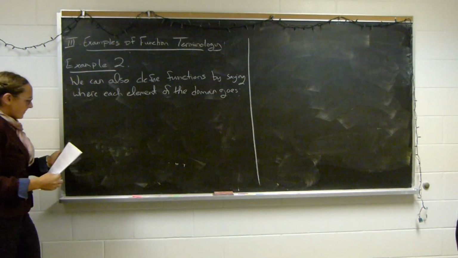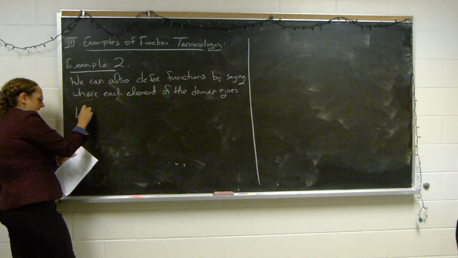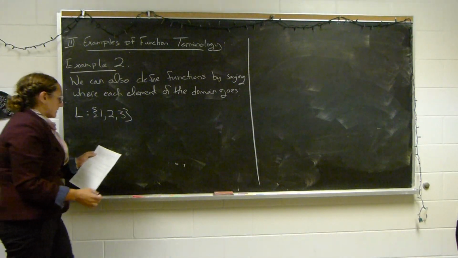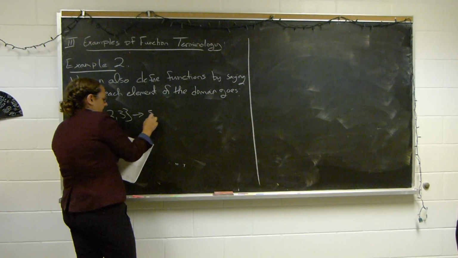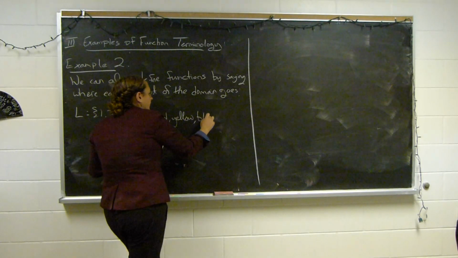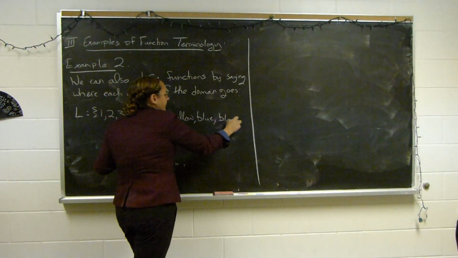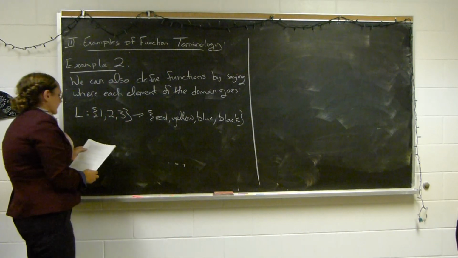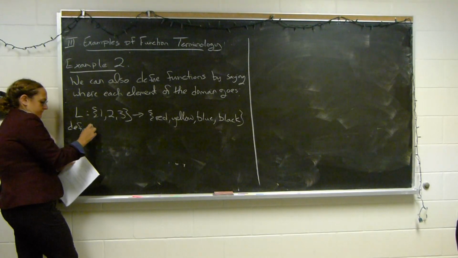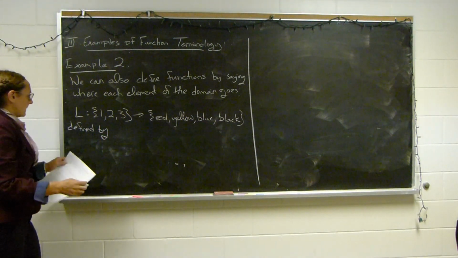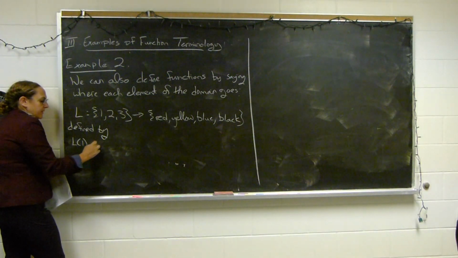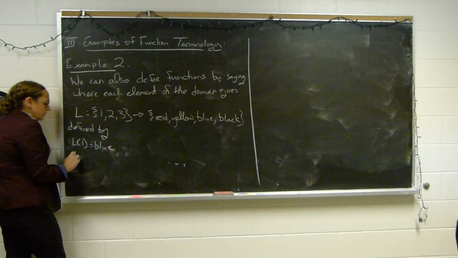So here's an example. I'm going to say L goes from the set 1, 2, 3 to the set red, yellow, blue, and black. And I'm going to say it's defined by listing here: L of 1 is going to be blue, L of 2 is going to be yellow.